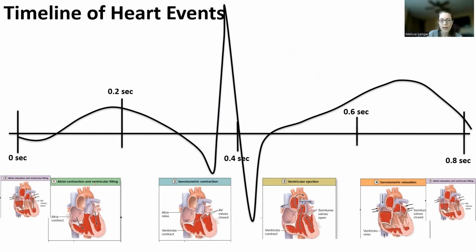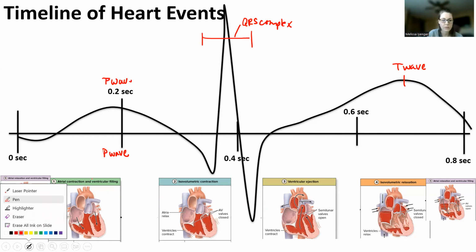This is atrial contraction and ventricular filling. So phase 1 is happening right here at the P wave, right? This whole thing is basically one cardiac cycle where we have a P wave, right? We have our QRS complex here. And then here we have our T wave. So above, I'll put P wave, P wave.